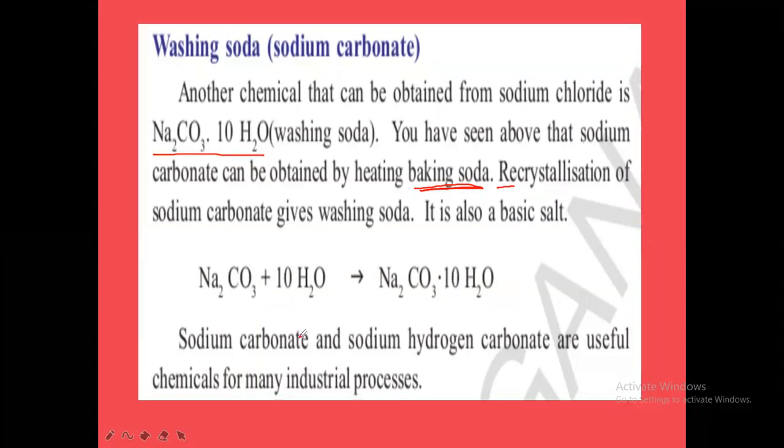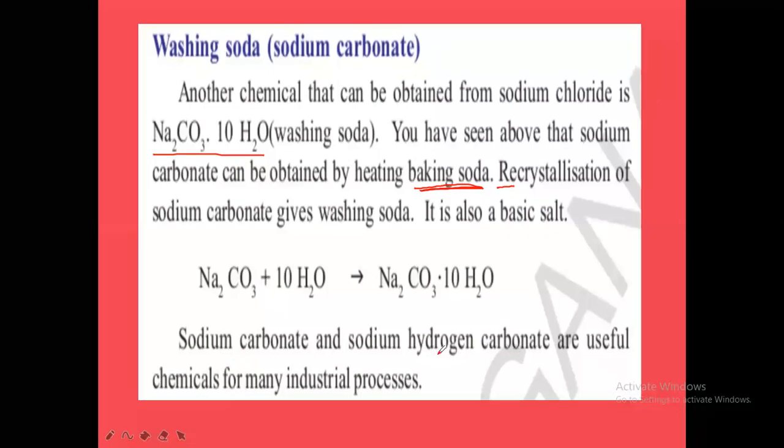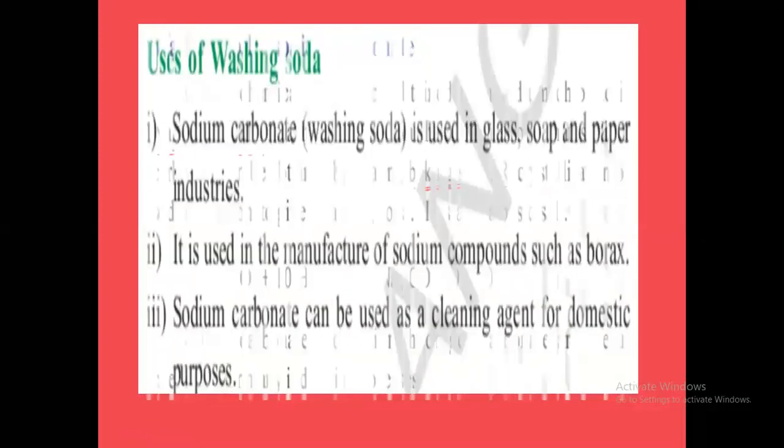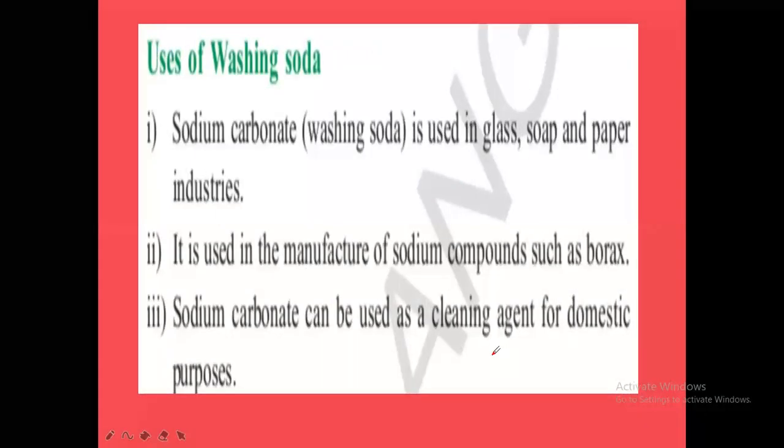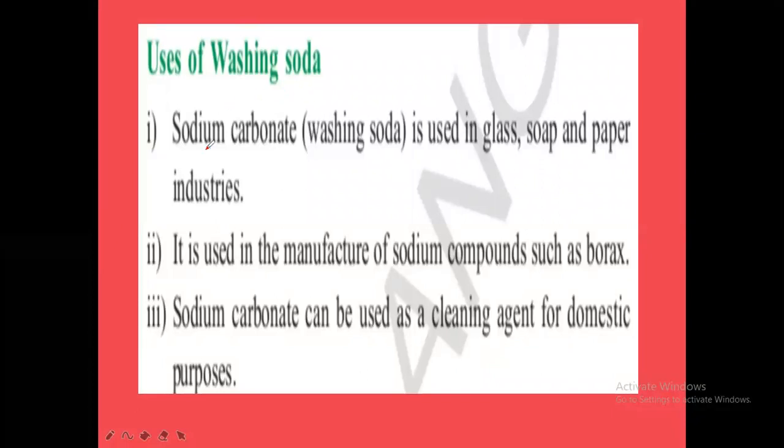Okay, washing soda. Next, sodium carbonate and sodium hydrogen carbonate are useful chemicals for many industrial processes. In many industries, we use sodium carbonate and sodium hydrogen carbonate. Sodium carbonate's common name is washing soda. Sodium hydrogen carbonate's common name is baking soda. These two are important compounds of NaCl. Next, uses of washing soda.